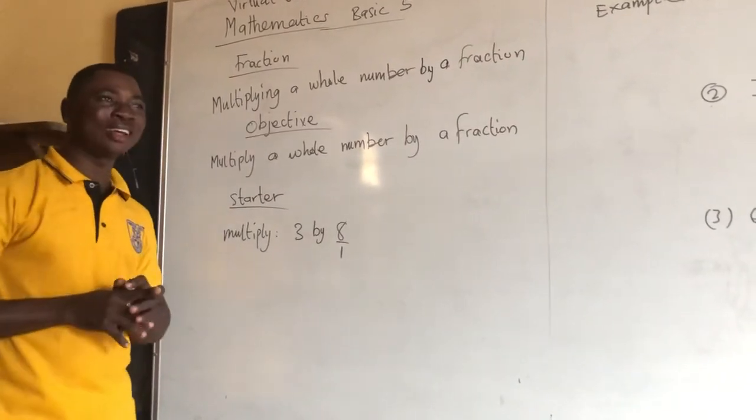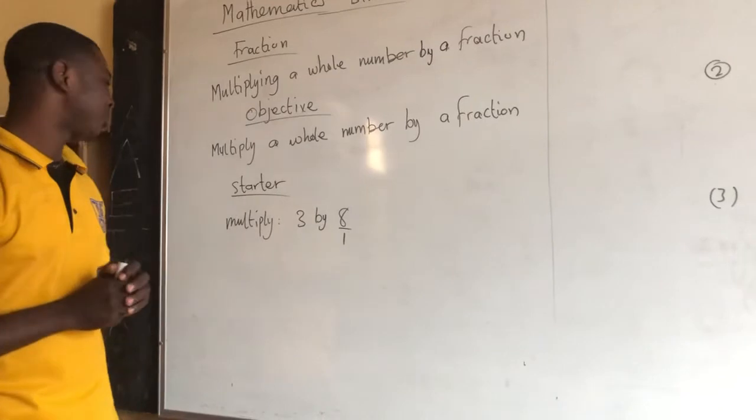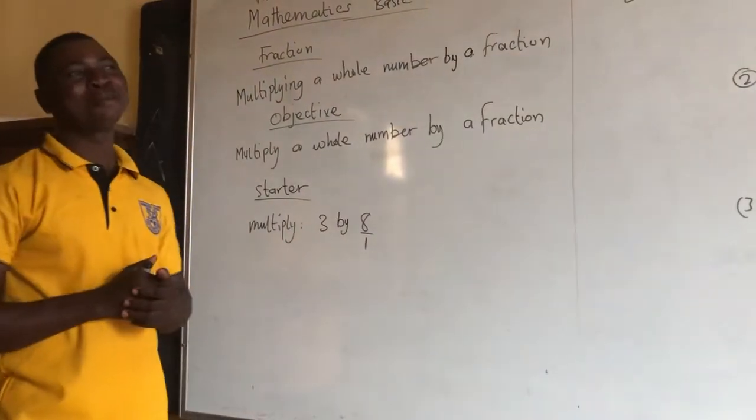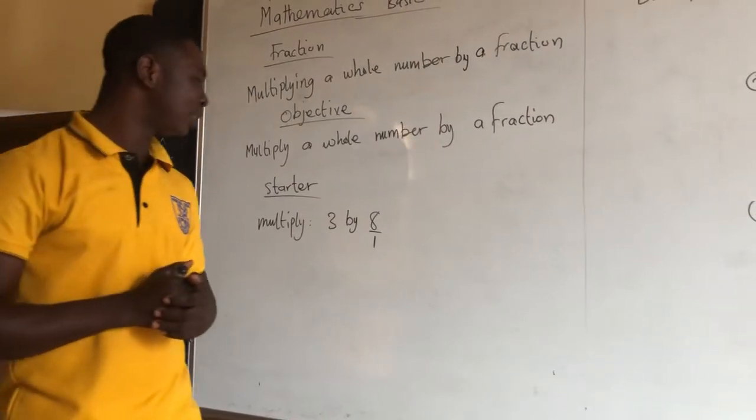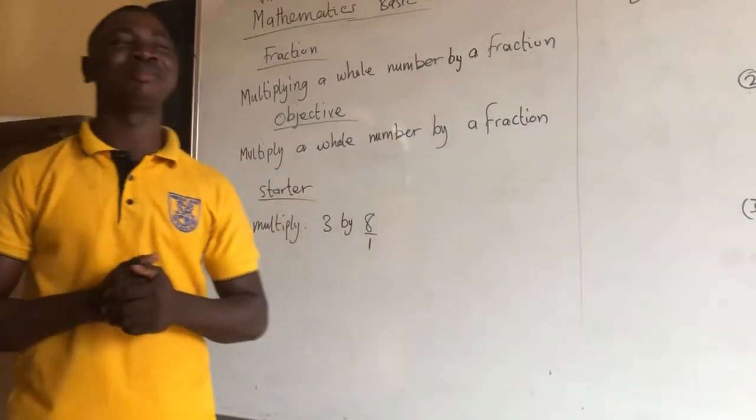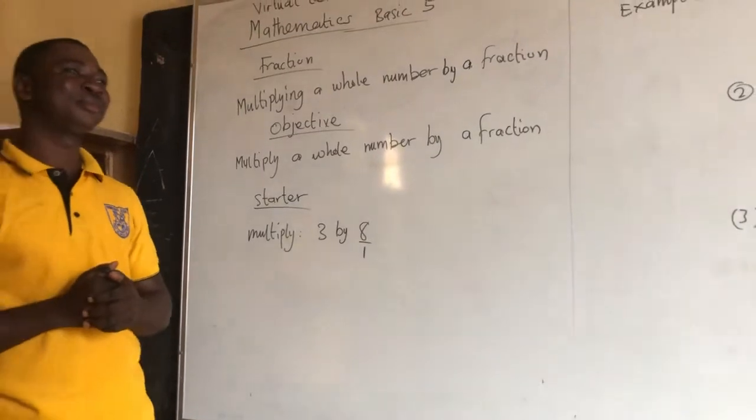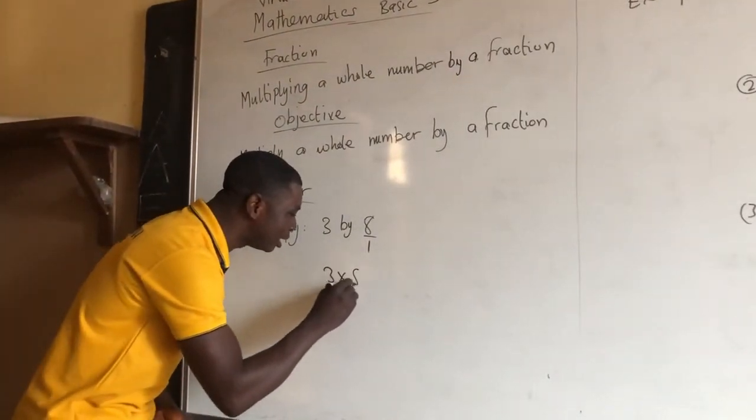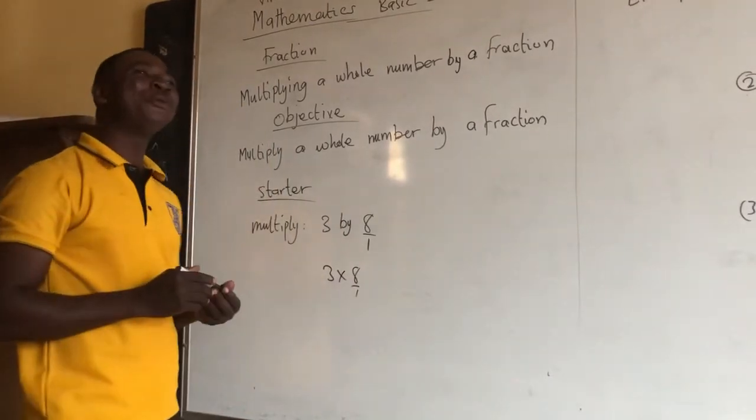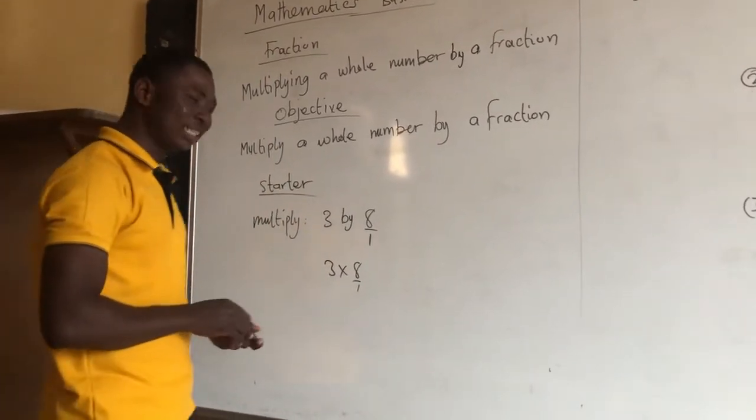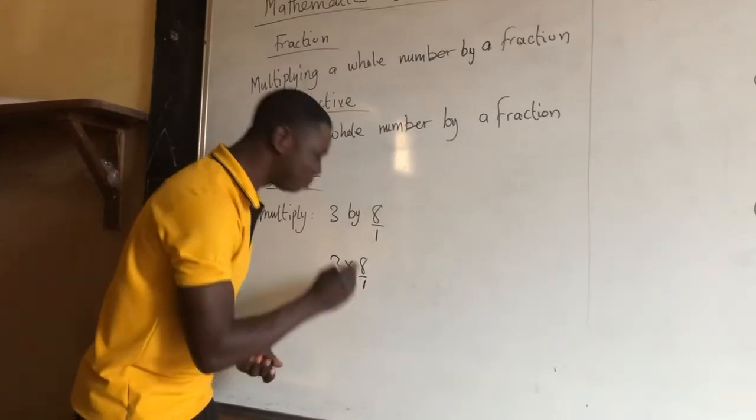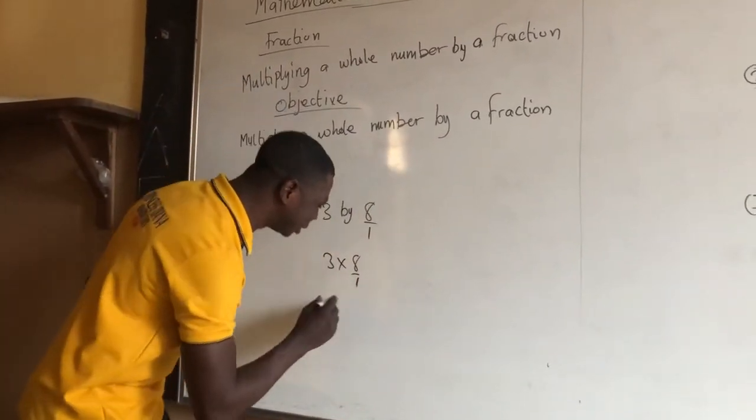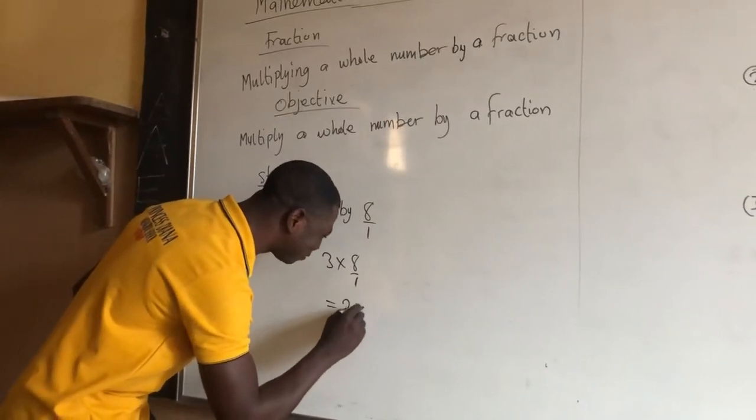Let's take our starter for today. Multiply 3 by 8 out of 1. Do it quickly. Which is the same as 3 times 8 out of 1. And we know any whole number standing is out of 1. I don't normally write it. So this is the same as 3 times 8, which is 24.